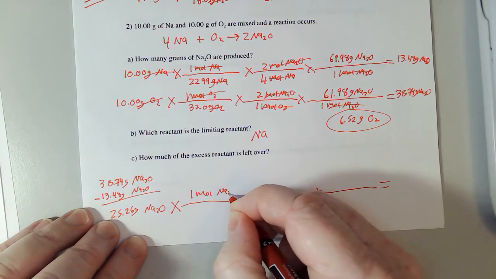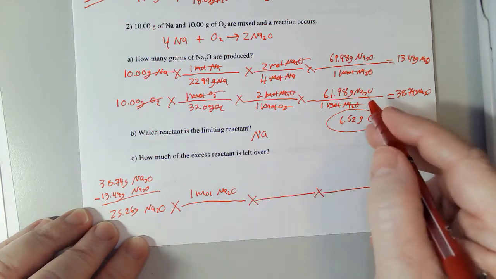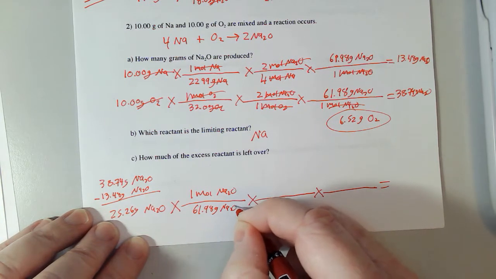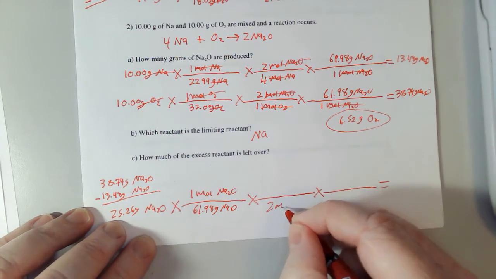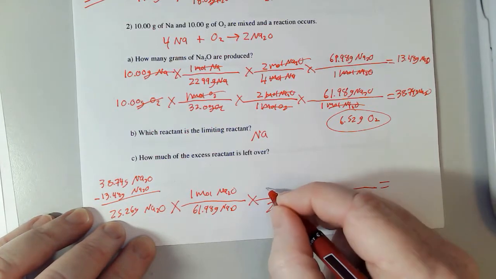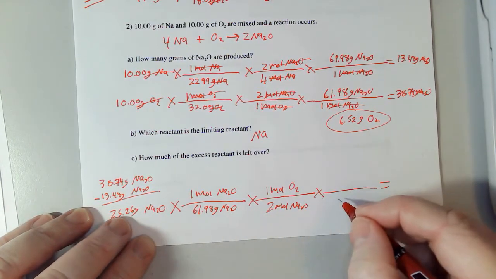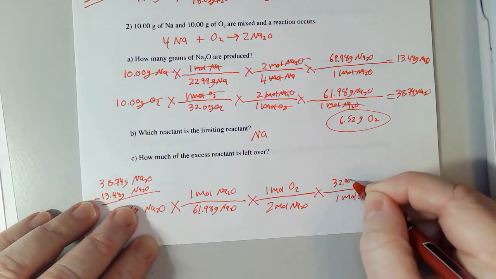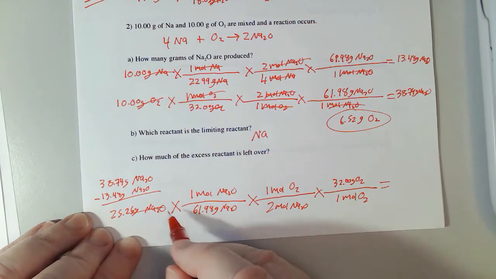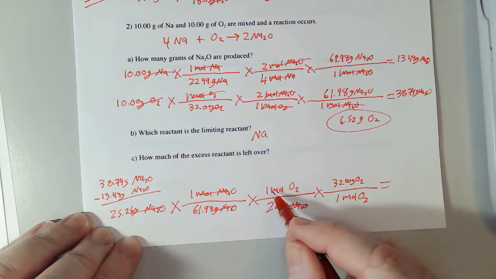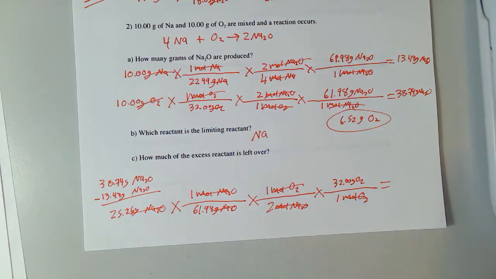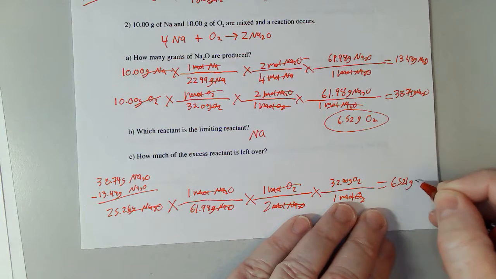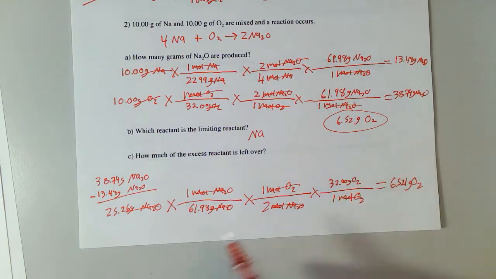1 mole Na2O is 61.98 grams Na2O. 2 moles Na2O give me 1 mole of O2. And 1 mole of O2 is 32.00 grams of O2. That cancels, that cancels, that cancels. And this equals 6.521 grams of O2, which is basically what I got here.